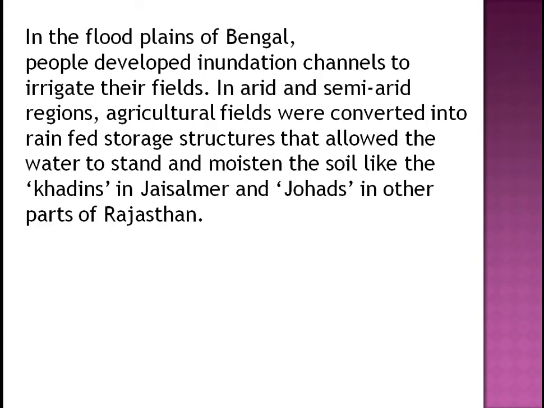Next, in the floodplains of Bengal, people developed inundation channels to irrigate their fields. In arid and semi-arid regions, agricultural fields were converted into rain-fed storage structures that allowed the water to stand and moisten the soil, like the Khadin in Jaisalmer and Johad in other parts of Rajasthan. So these are the local words used over there, and how the people are using different ways to irrigate their land as well as to store the water for future purposes.